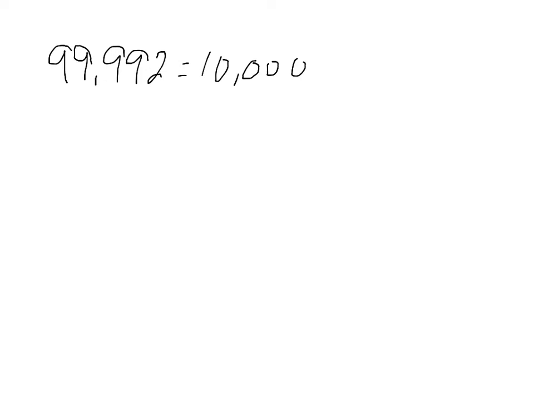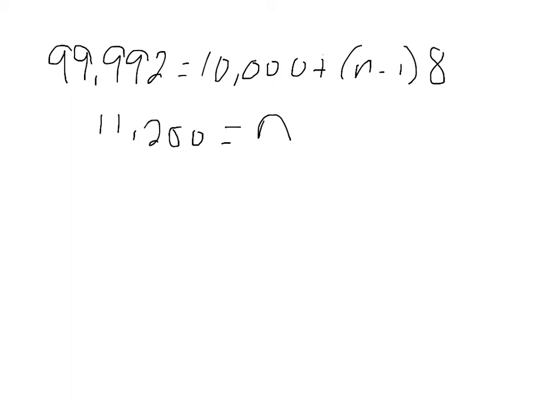Okay, so what we're going to do now is apply the numbers that we had just gotten to our arithmetic sequence, right? So I got 99,992 is equal to 10,000, my first term, plus n minus 1 times 8. 8 is the constant difference because they're multiples of 8. When I simplify this, I'm going to get n is equal to 11,250.